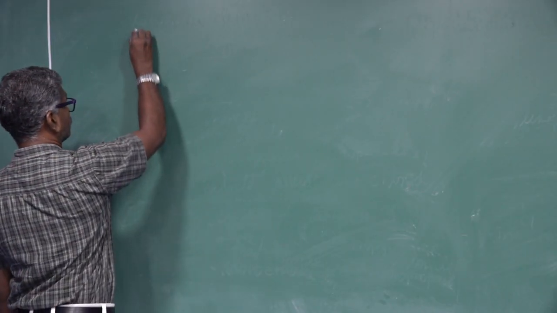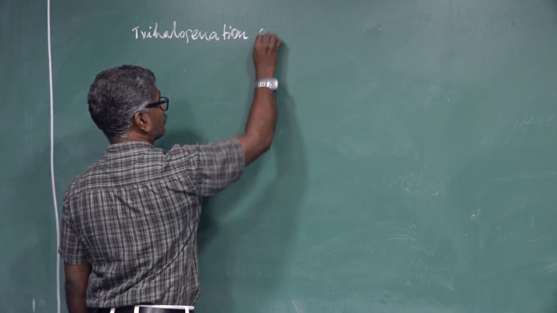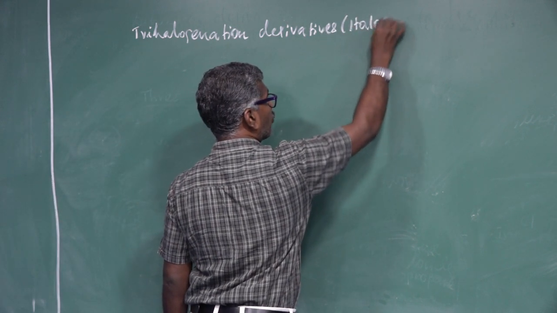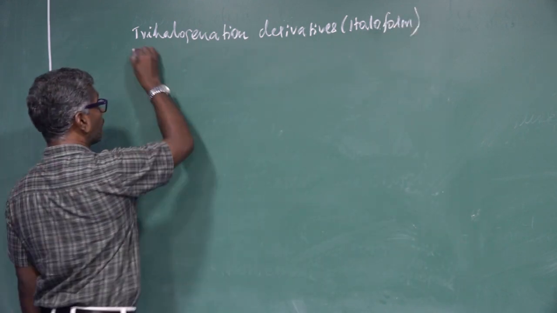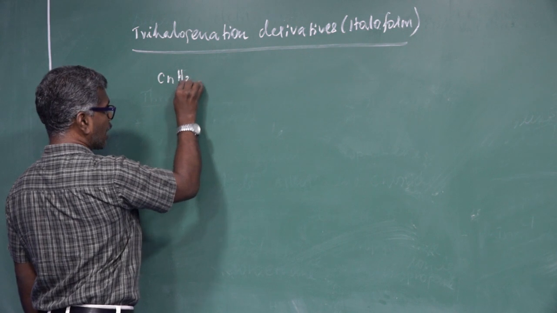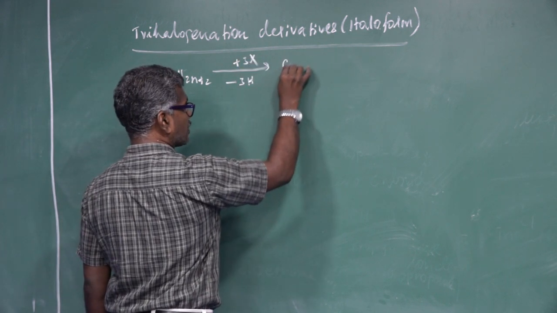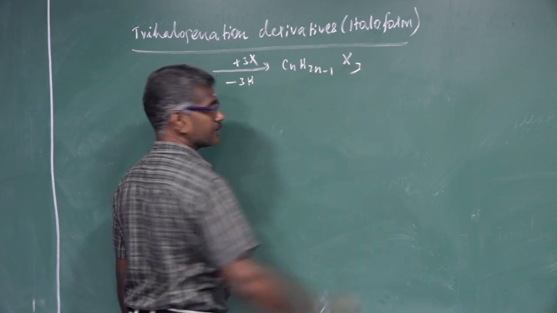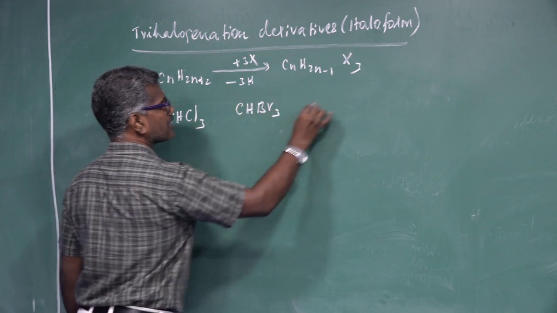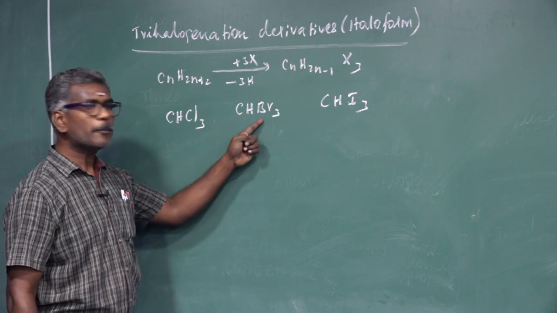Trihalogen derivatives, another name, haloform. What is the definition for trihalogen derivatives in alkane? CnH2n+2: 3 hydrogens can be replaced by 3 halogens, CnH2n-1X3. Best examples: CHCl3, CHBr3, CHI3. Chlorine present means this is called chloroform, bromoform, iodoform.